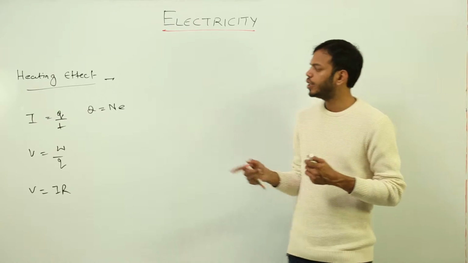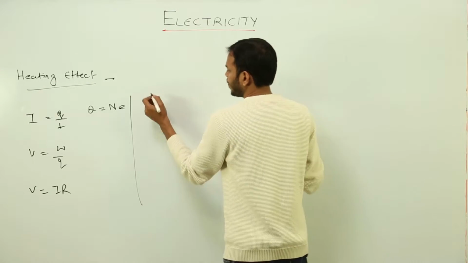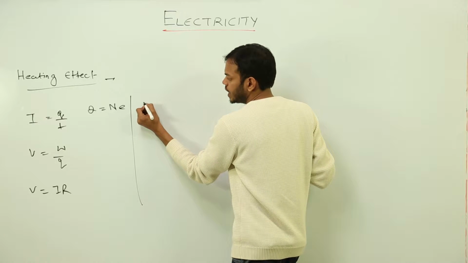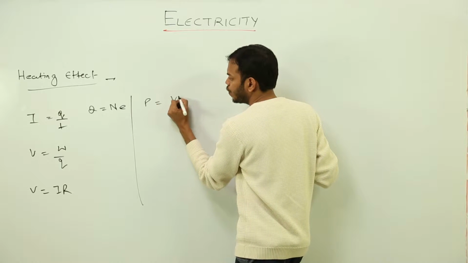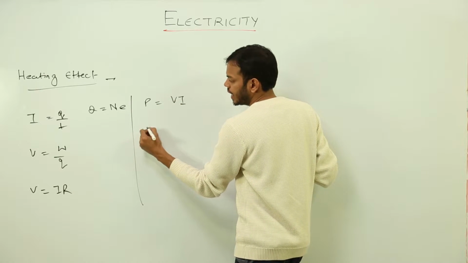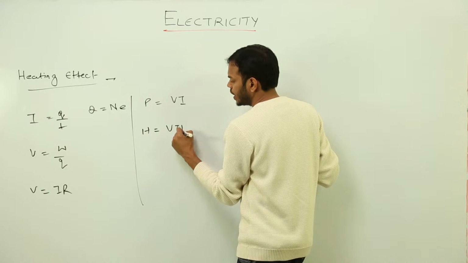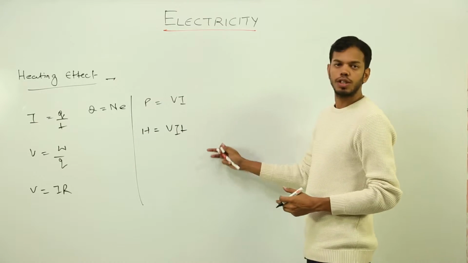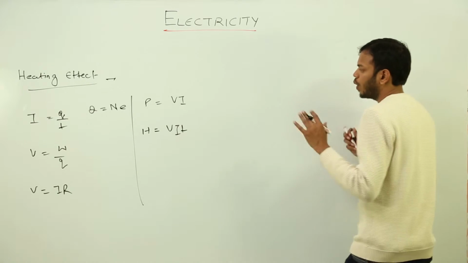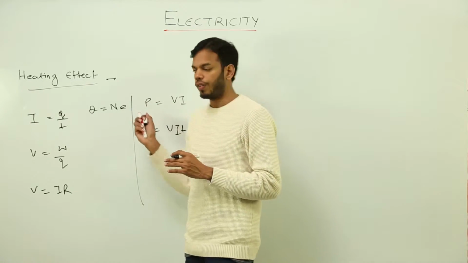So now in addition to these formulas, we have two more, or maybe three more, which is first of all power, which is equal to V into I, and then heat, which is V I into T. We derive other formulas using these two only, right? Now what we haven't discussed now is the SI unit of power.